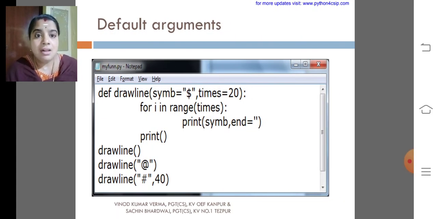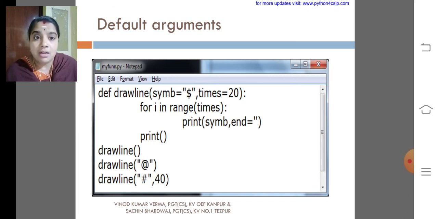This is one example for printing lines. That is a pattern we are going to print. Here, I had used a looping statement, that is nothing but a for loop, in range times, print the symbol, end. So it will print a pattern many times, that's all. Draw line, we are calling it without passing any argument for the first call. Why? Because in the definition I had given default values for symbol and times. So there is no need to pass the values for symbol and times from the call.